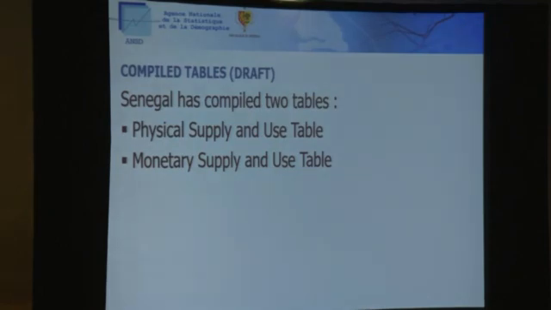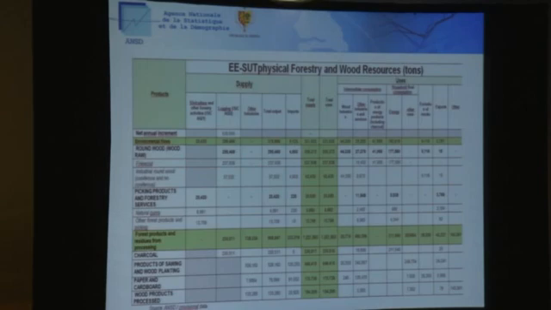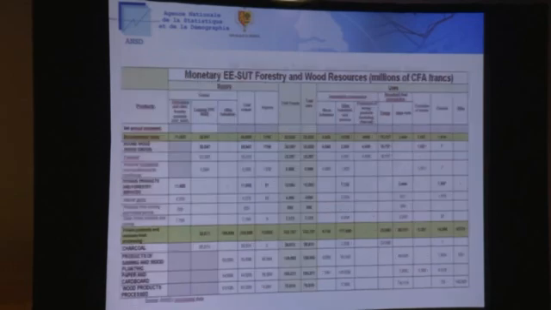Senegal has compiled two tables, a physical supply and use table and a monetary supply and use table. The tables have the same structure. The physical tables are in tons, and the data relate to 2017, and the monetary use tables are in millions of francs CFA.